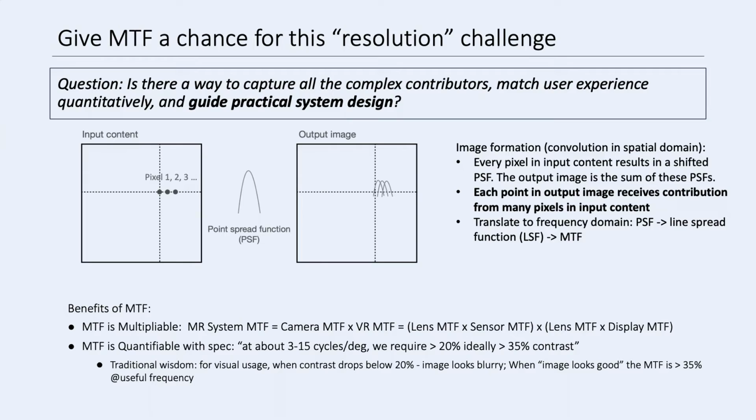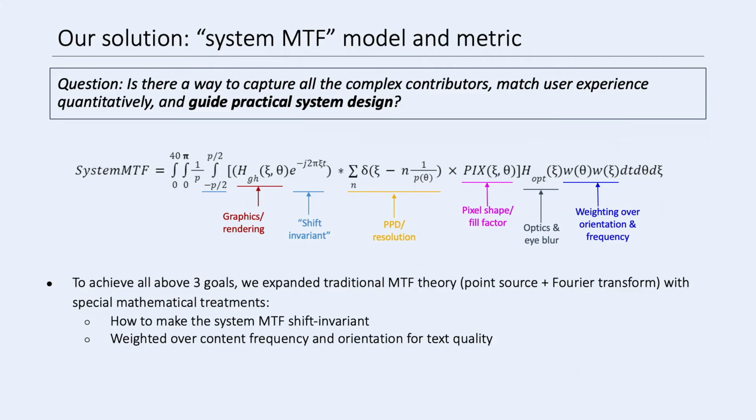The other one is quantifiable with the spec. We can generate some sentence like this at certain frequencies. We require 20% or 35% system MTF. We expand the traditional MTF theory to include many, many factors, including graphics rendering. Shift invariant, this is talking about if you land on a single column or between two columns, how do you deal with that? And it's an integral, so we can average things out. And of course, the PPD resolution, and that's the nature of sampling, pixel shape and fill factor, and optics and eye blur.